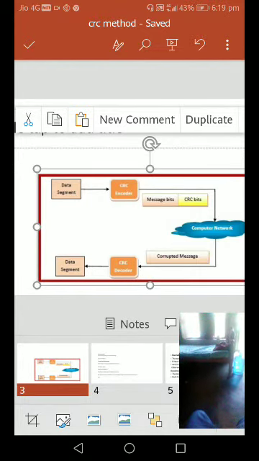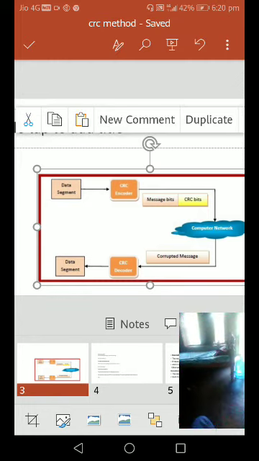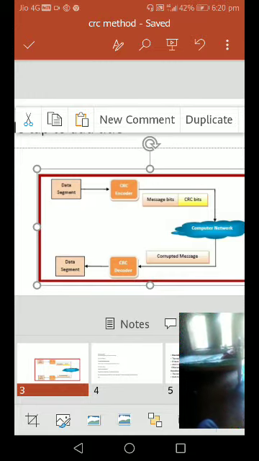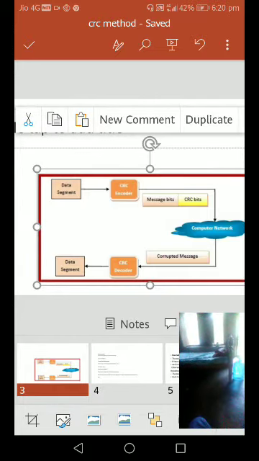Then we have to simplify the binary addition, which is the exclusive OR gate. The binary data and exclusive OR gate are used to simplify the data bits. The original data bits are added to the information bits plus CRC bits, the cyclic redundancy check bits, that is, message bits plus cyclic redundancy bits.